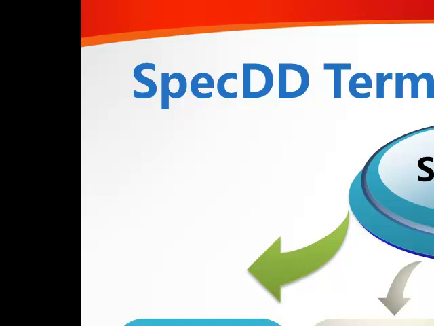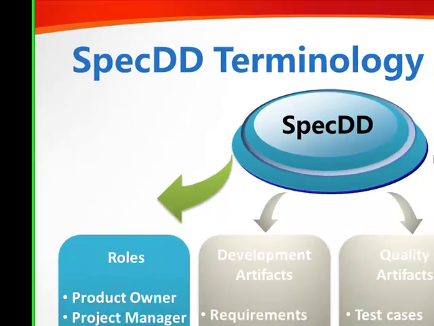So the following roles are the major components of SpecDD. We have our product owner, similar to other typical agile methods. We have a project manager, SpecDD coach, QA lead, and our development and QA teams. Some of these overlap and some of these are separate, as you'll see.